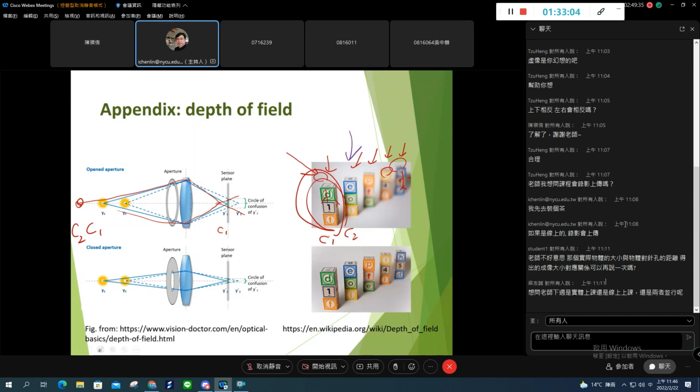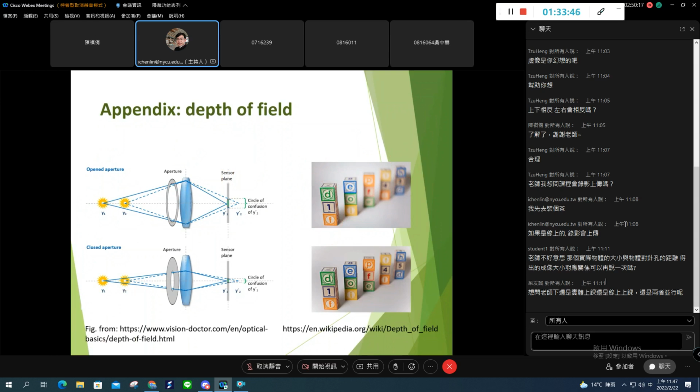So we usually call this kind of thing the depth of field, because for a real lens camera, we only have a short distance. For instance, this is the short distance here. The image will become clear. Otherwise, closer or farther than this range, the image will become blurred. Right? And there are also some ways to make this range larger.